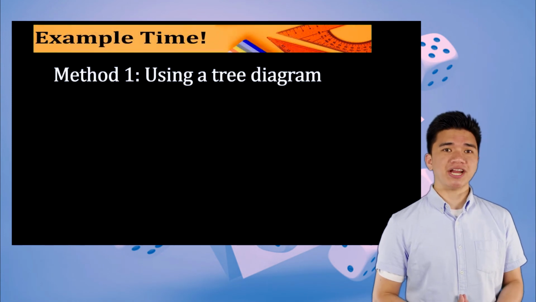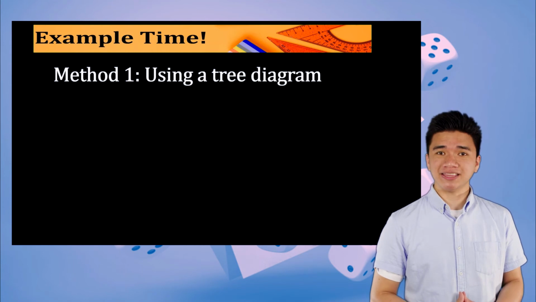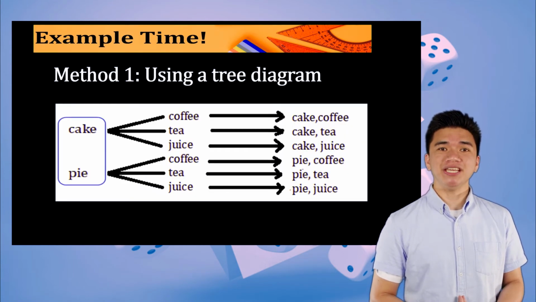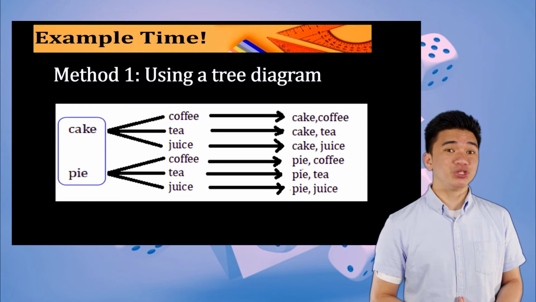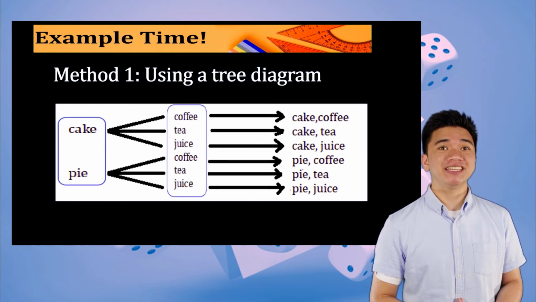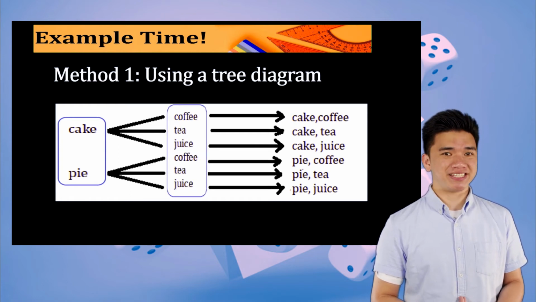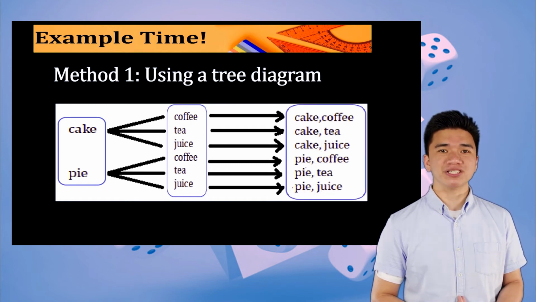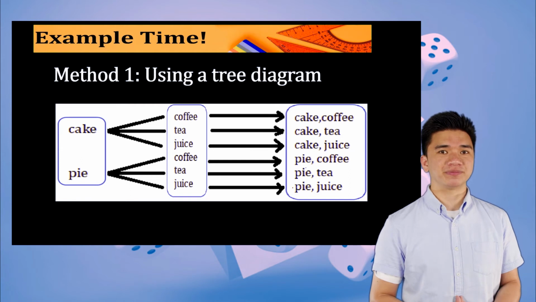If we use a tree diagram, the result would be like this. Choose a dessert, either a cake or a pie. This is illustrated in the first branch. Choose a beverage, either coffee, tea, or juice, like in the second branch. The third branch illustrates all possible outcomes in the experiment. Counting all of this will answer the question posed in the problem. How many possible choices are there?